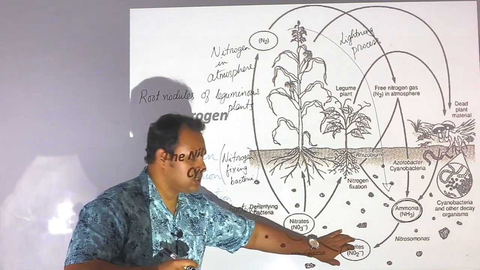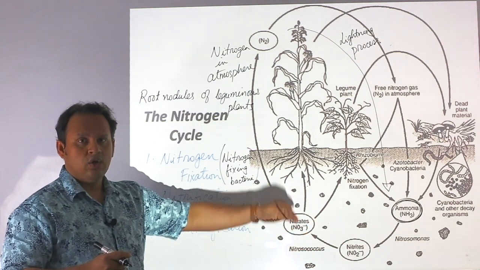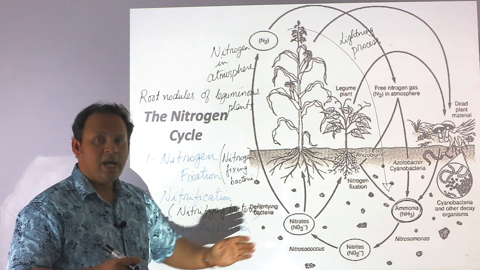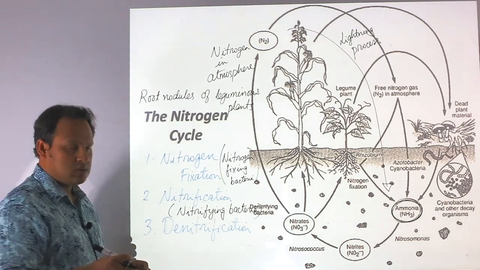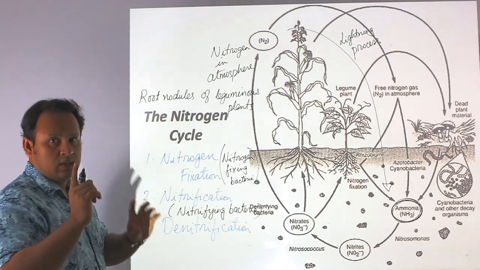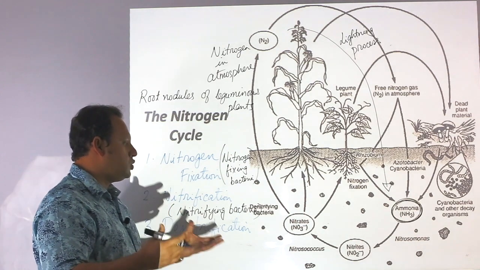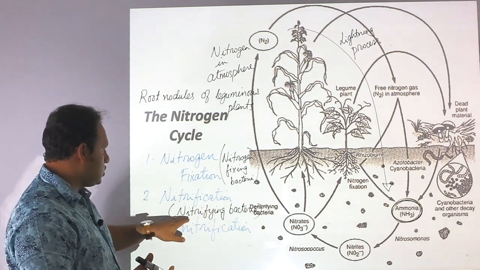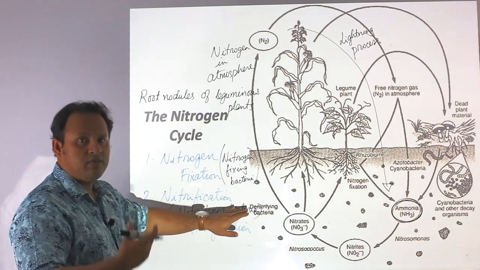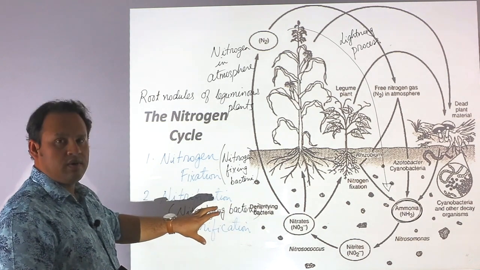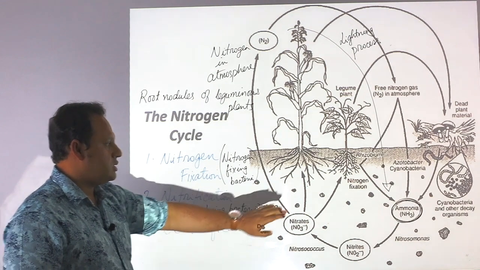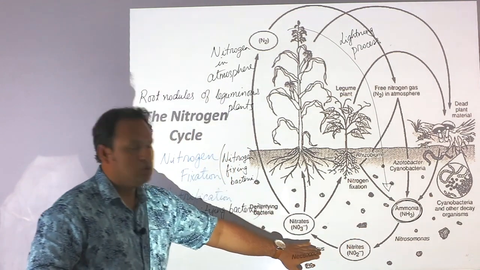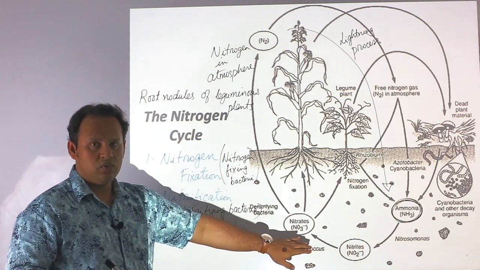So it's getting converted to NO2 minus from ammonia by Nitrosomonas bacteria. Nitrosomonas, again, you don't have to remember these names, but if you do, it's good. Or you can just say in a generalized form, nitrifying bacteria. So one type of nitrifying bacteria, Nitrosomonas, is converting ammonia to nitrite ions, NO2 minus ions.